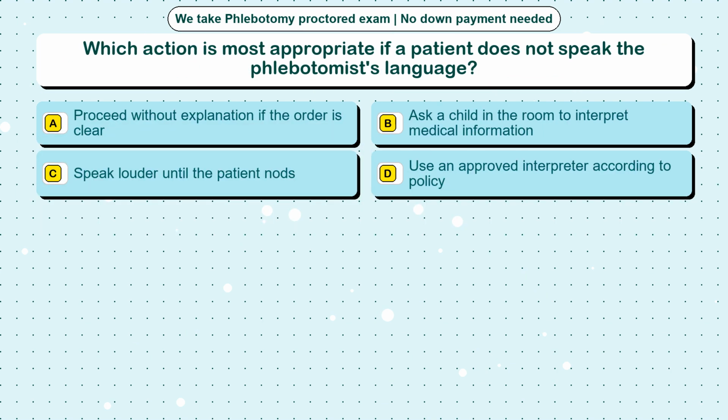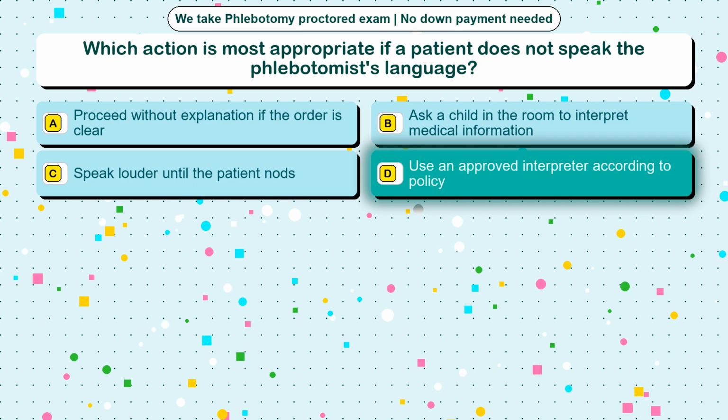Question 23. Which action is most appropriate if a patient does not speak the phlebotomist's language? Option A. Proceed without explanation if the order is clear. Option B. Ask a child in the room to interpret medical information. Option C. Speak louder until the patient nods. Option D. Use an approved interpreter according to policy. The correct answer is option D.